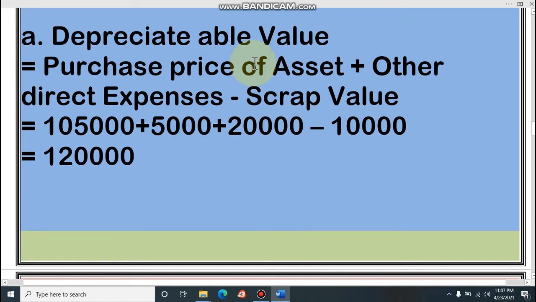Depreciable value, dear student, all of you know the formula I have discussed earlier: purchase price of asset plus other direct expenses minus scrap value. That means, to calculate the depreciable value, with the purchase price of the asset we have to add other direct expenses and subtract the scrap value.